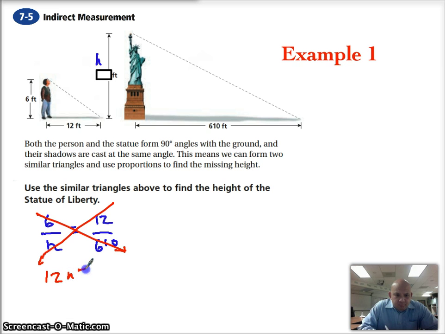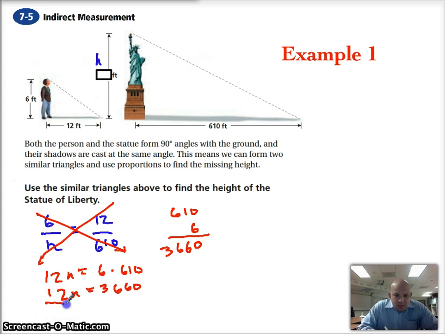12n equals 6 times 610. We're going to go off to the side now. We're going to multiply 6 times 610. That's 0, 6, 36. So now we have 12n equals 3,660.